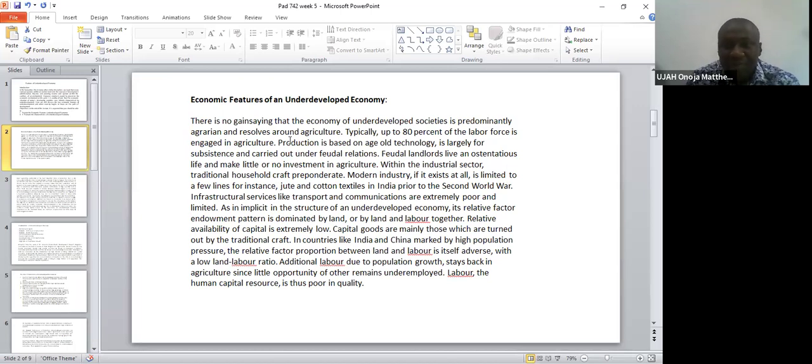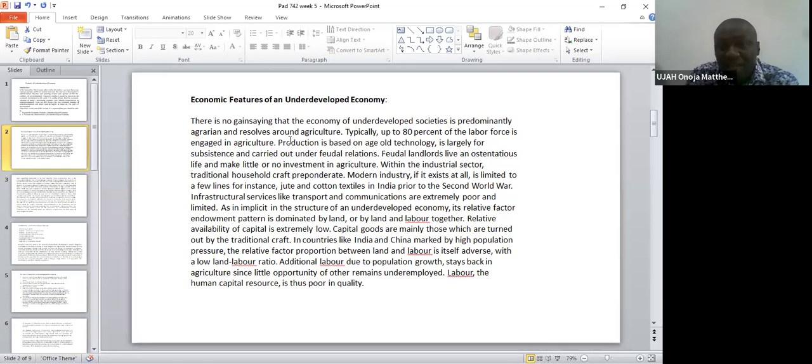So you find that the bulk of the population are in rural areas struggling with primitive agriculture that is faced with a lot of challenges. And like we know it today, herders, farmers, prices, everything totally distorted in a manner that we cannot even rely on this agriculture to pursue development. So typically, up to 80% of the labor force is engaged in agriculture.